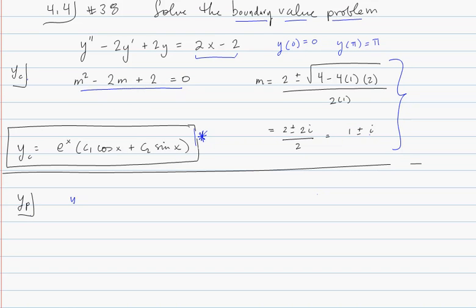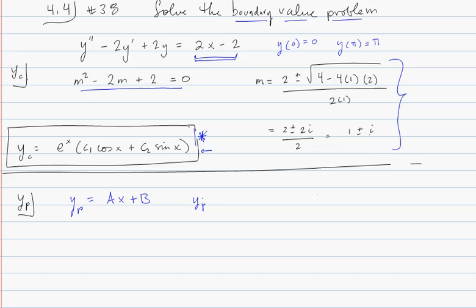Yp, I'm going to go ahead and make a guess that is linear. Reason being that here we have 2x minus 2, which is linear. So our guess is that our solution yp will also be linear. I noticed that there's no linear equation that is a part of my homogeneous solution, so I can just use the linear, exactly ax plus b.